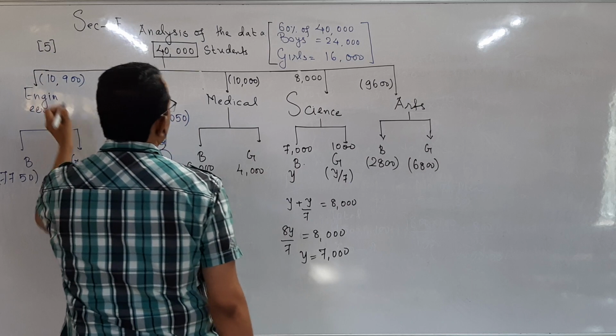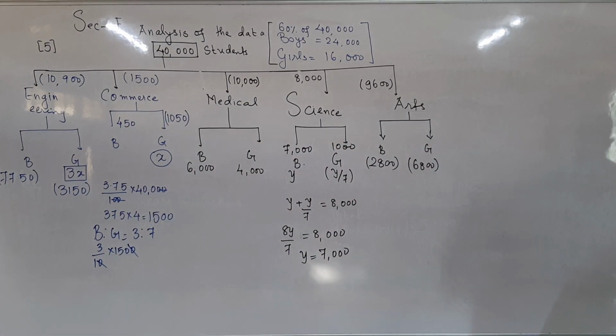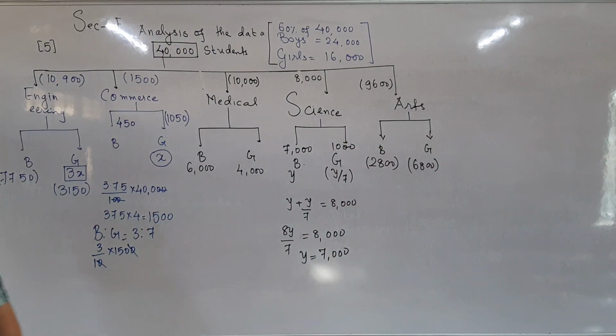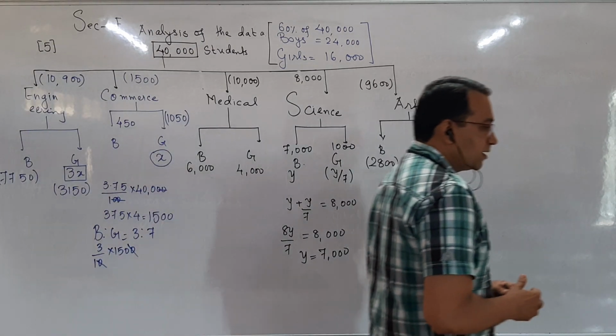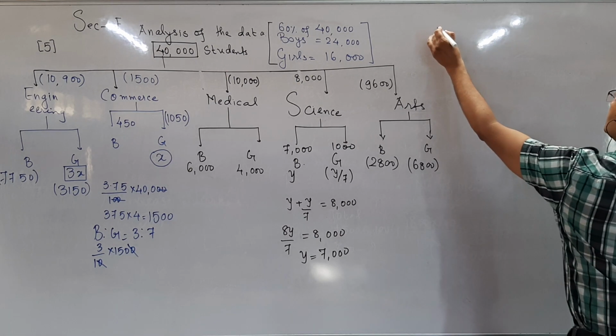the number of students in engineering faculty, 10,900. So this analysis is a bit lengthy, not at all difficult, students. Once you try to understand the basics, I don't think students you should face any problem in understanding this. Now, the table is very simple.